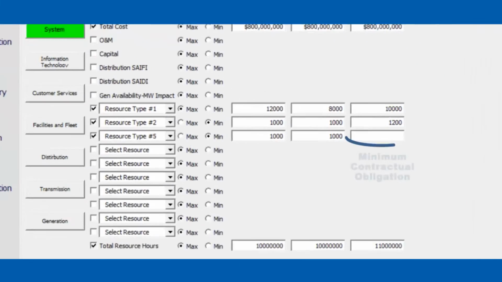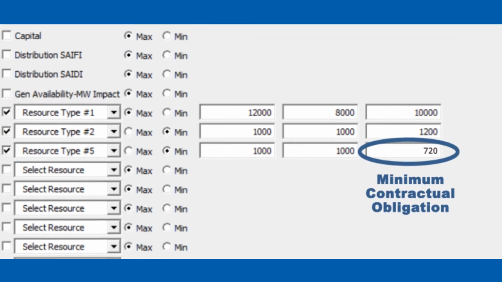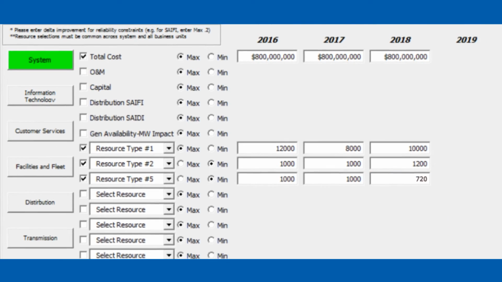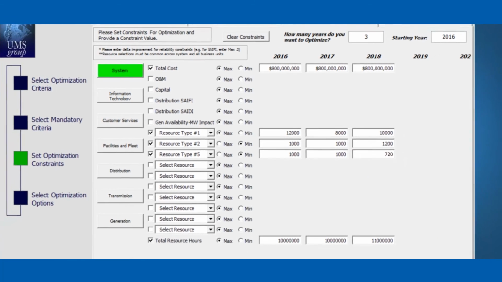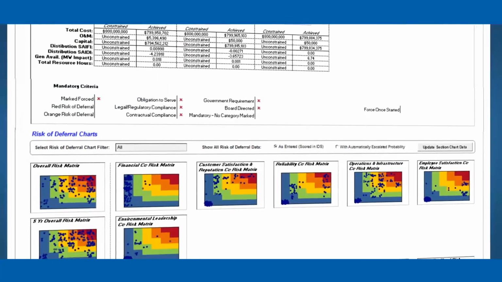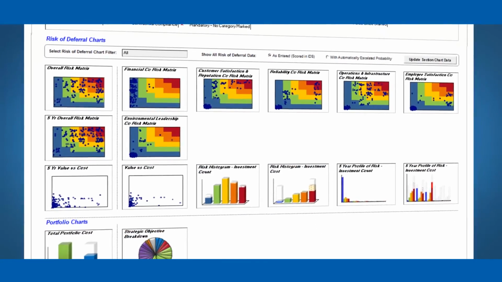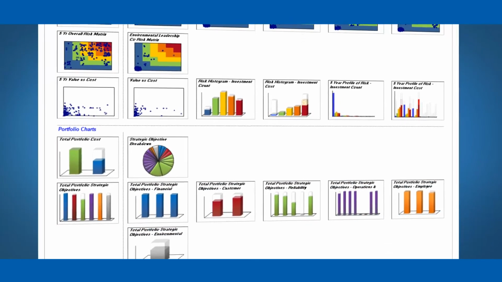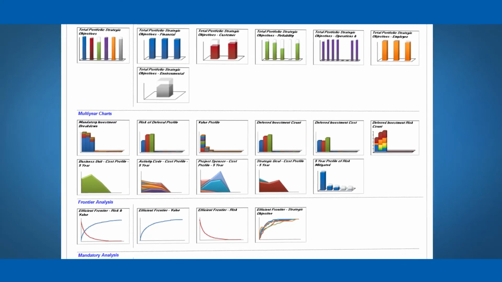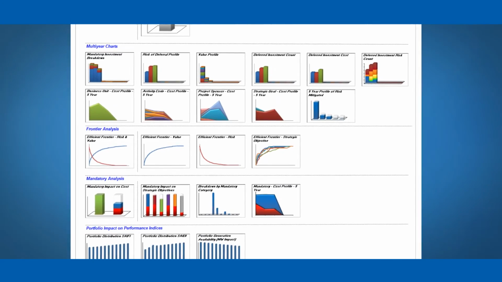We might also want to play with the resource types with minimal contractual obligations to see if adjusting our contracts might allow us to achieve a better portfolio, if that's a realistic possibility. These are just a few of the tough questions that can be answered using the analysis and outputs of UMS Group's Spend Optimization Suite, or SOS, for making investment planning decisions.